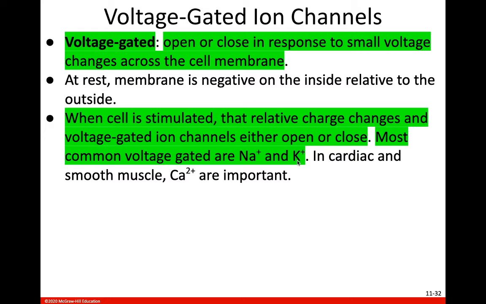Also, we have voltage-gated potassium ion channels. So if we get up to -55, not only is the sodium going to start coming in, but potassium will start going out. Again, in cardiac muscle and in smooth muscle, calcium ions are also important. We looked at in chapter 9 how it's not just the movement of sodium into the cell that stimulates the contraction of the smooth muscle and cardiac muscle, but also the movement of calcium ions into the cell. And remember we talked about how the calcium ions bind to calmodulin once they get into the smooth muscle cell, and that begins the muscle contraction.